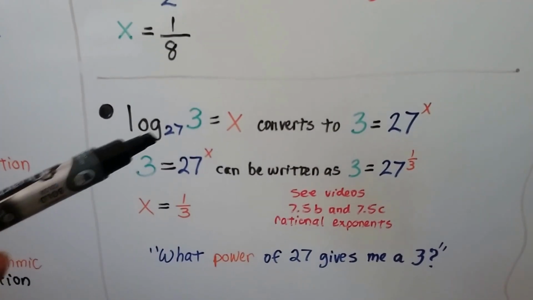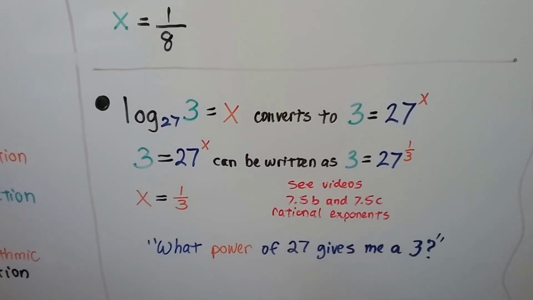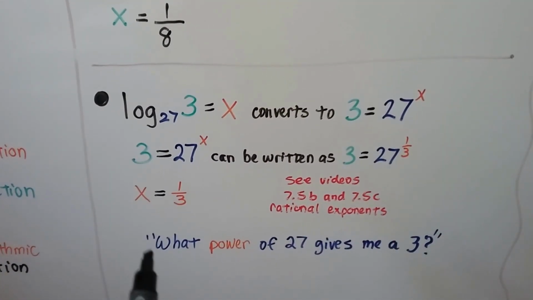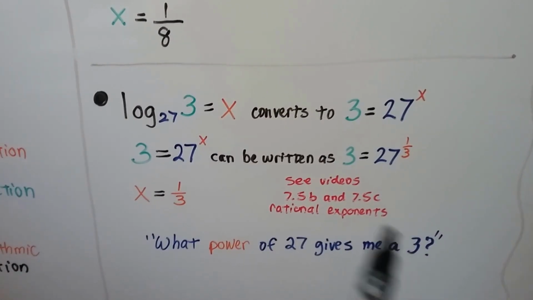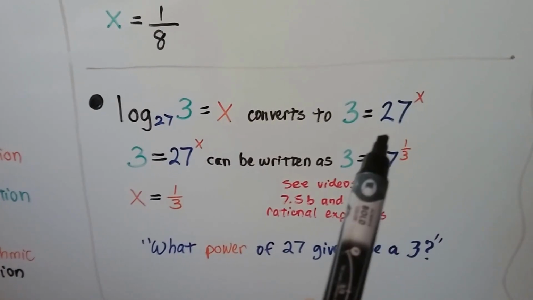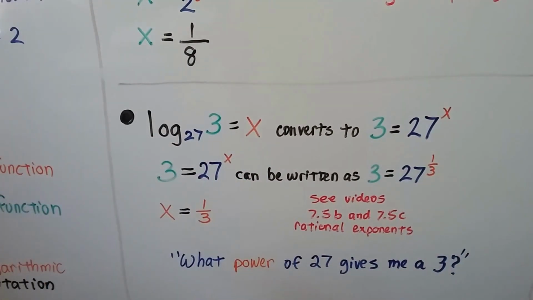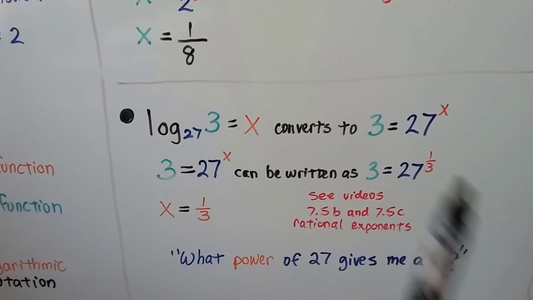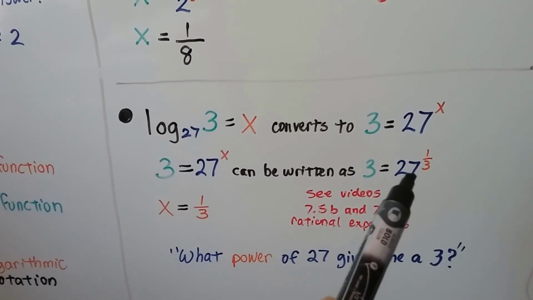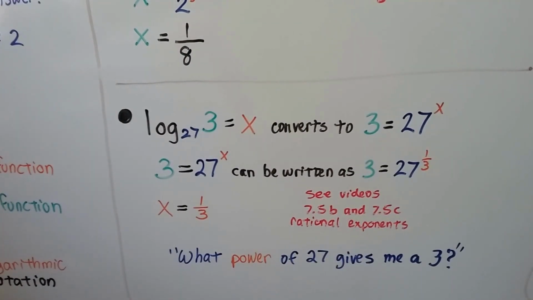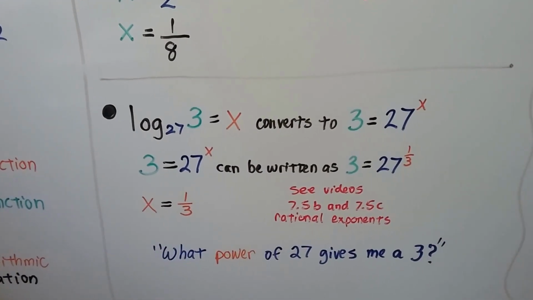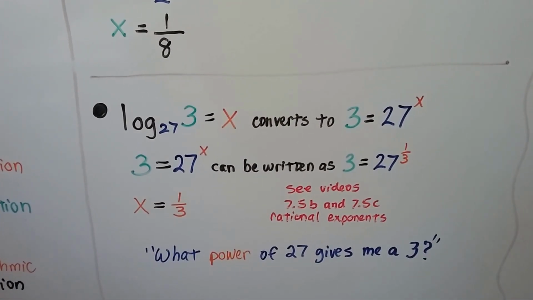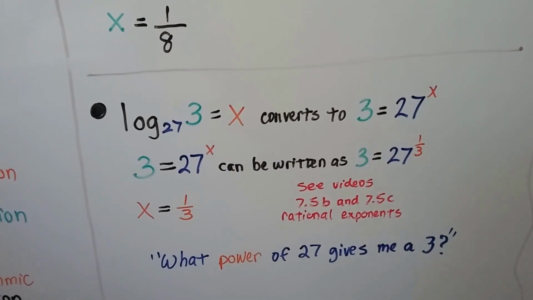Now look at this one. We have log base 27 of 3 equals x. So we're asking ourselves, what power of 27 gives me a 3? Well, we're going to have to go down into a smaller amount, like 1/3, in order to make that base as small as a 3, aren't we? So we know x is equal to 1/3. And there's links to 7.5b and 7.5c where we talked about rational exponents.